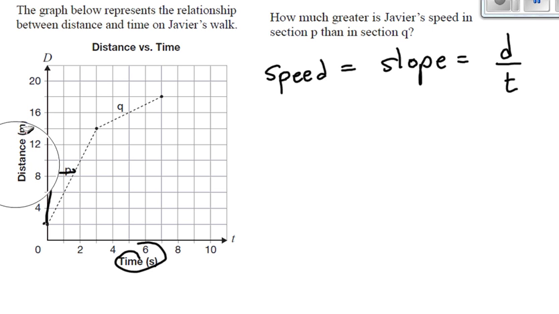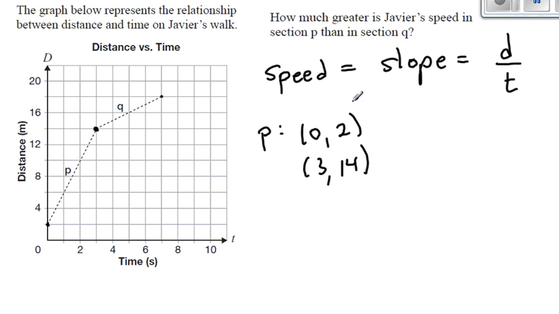Good. So what is Javier's speed in section P? So we start here at the point (0, 2), and we continue to here, which is the point (3, 14). So either by using the slope formula or by doing rise over run on your graph, find the slope. So on the graph, I rise, I go from 2 up to 14, which is 12, and then I run 3. Same thing you would get if you used the slope formula. So this is a slope or speed of 4 meters per second.